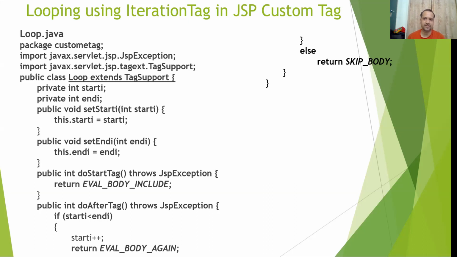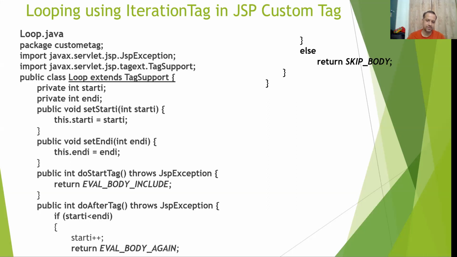I have given the start method and end method for that, and after that the doStartTag method is there, that is not going to work. After that I have created doAfterTag. The start value is 0 and the end value is whatever value I mention, which means how many times I'm going to print the content of the body of that particular custom tag.